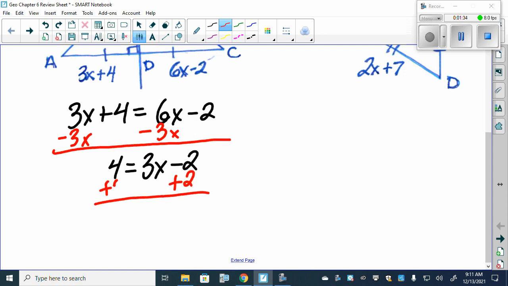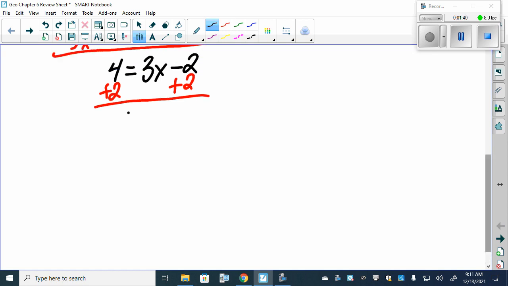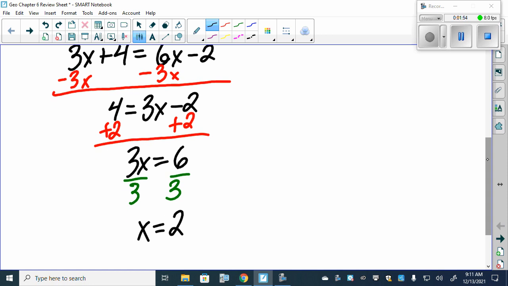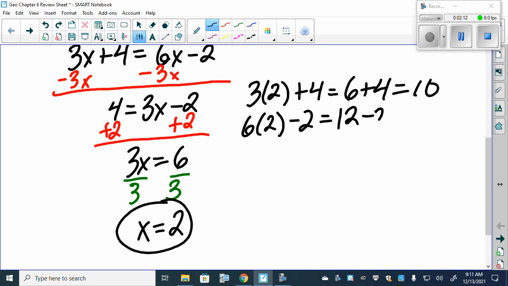Then we can add 2 to both sides, which will tell us that 3x is equal to 6. Divide both sides by 3, telling us x is equal to 2. Then we need to plug it back in. It doesn't matter which one we plug it into, so we can do 3 times 2 plus 4. Well, 3 times 2 is 6, and 6 plus 4 is 10. We could have also done 6 times 2 minus 2. Well, 6 times 2 is 12, and 12 minus 2 is 10.